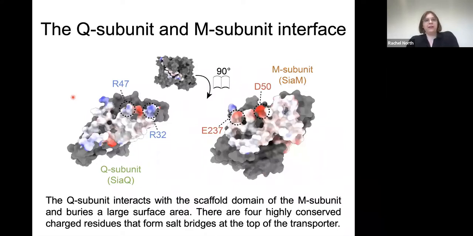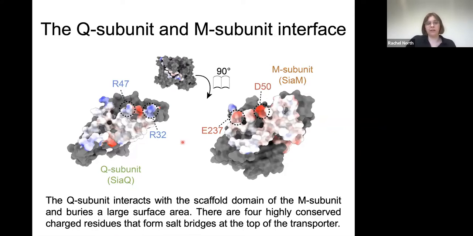So if we take a look at the interface between this Q subunit and the M subunit, the Q subunit on the left interacts with the scaffold domain of the M subunit. As I said, the M subunit has both a scaffold and a transport domain. And this interaction between these two subunits bears a large surface area of around 2,400 angstroms squared. It is dominated by hydrophobic interactions and stacking interactions, making it a really tight interface. And we also have these 4 residues: arginine 47, arginine 32, glutamate 237 and aspartate 50, which form salt bridges to help bind these two subunits together.